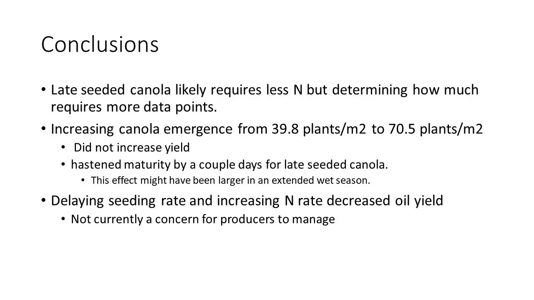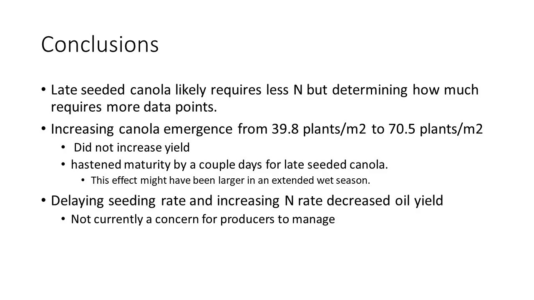Conclusions. Late-seeded canola likely requires less nitrogen, but determining how much from this study would have required some more data points. However, I have seen some suggestions from the Canola Council that reducing rates by 10 to 15% might be appropriate when seeding into early June. That sounds pretty reasonable to me.